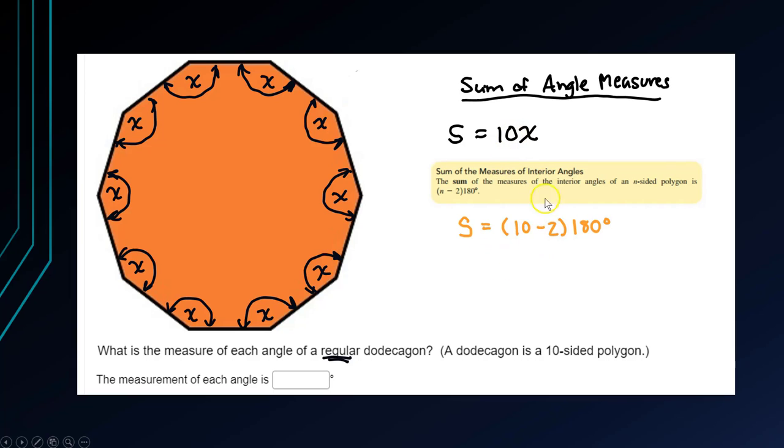These two are both representing sums of the angle measurements, so they should be equal to each other. So that means that 10x would equal 8 times 180 degrees, because that's going to be 8 here, which would be 1,440 degrees. Therefore, solving for x would be 144 degrees, and x is what I let be the angle measurement for each one of these angles. So each angle is 144 degrees.